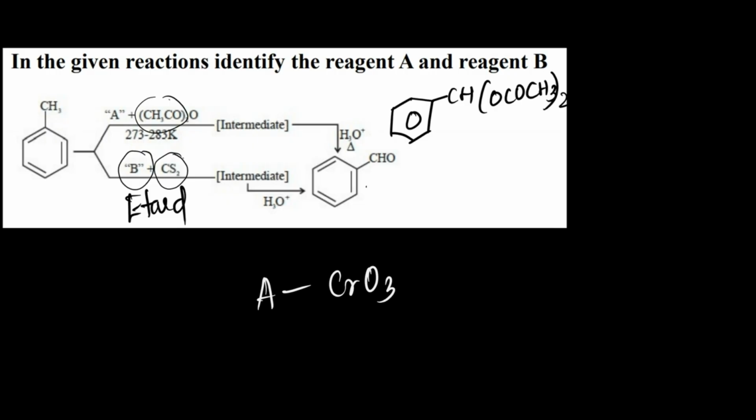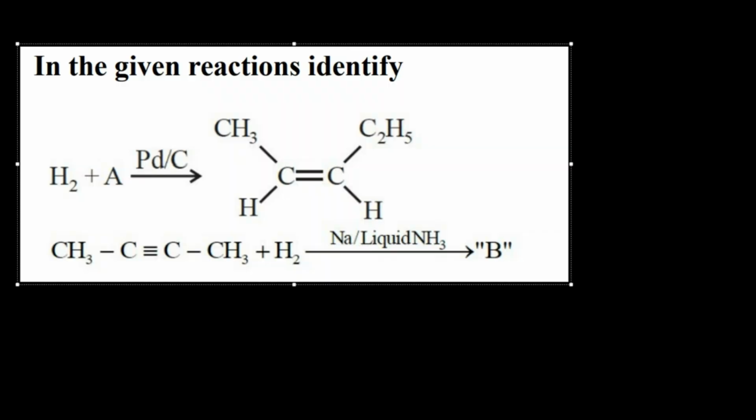The reaction is Étard. Identify: H2 with A, palladium carbon gives this. Then CH3, C triple bond C, CH3 with H2 in sodium liquid ammonia gives B. So we have to find A and B. So what is the first reaction? What must it be?